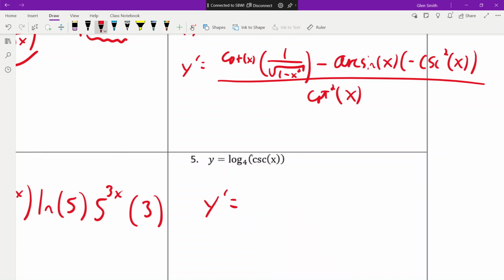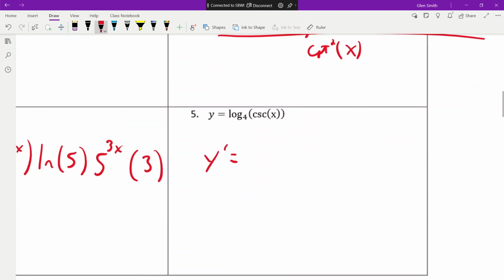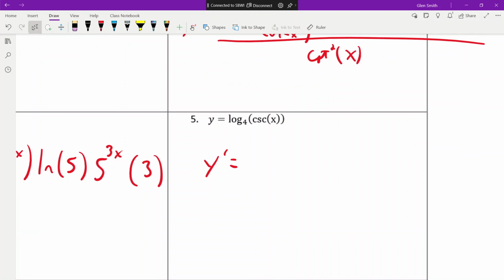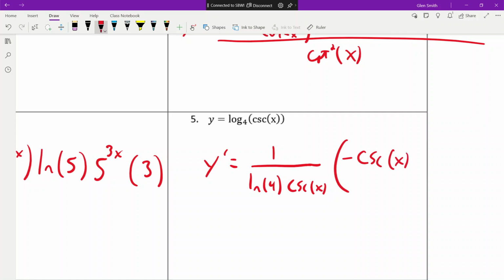And then number 5, the derivative. Not a lot, but a handful of people are really confusing exponentials and logs. They're different things. They're tied together, but they're not the same thing. It's like plus and minus. If you saw a plus sign, you wouldn't just turn it into a minus sign. You can't just turn a log into an exponential. The derivative of log base 4 is 1 over ln 4 cosecant. And then we multiply by the derivative of what was inside of there, which was cosecant, which gives us that. Okay?